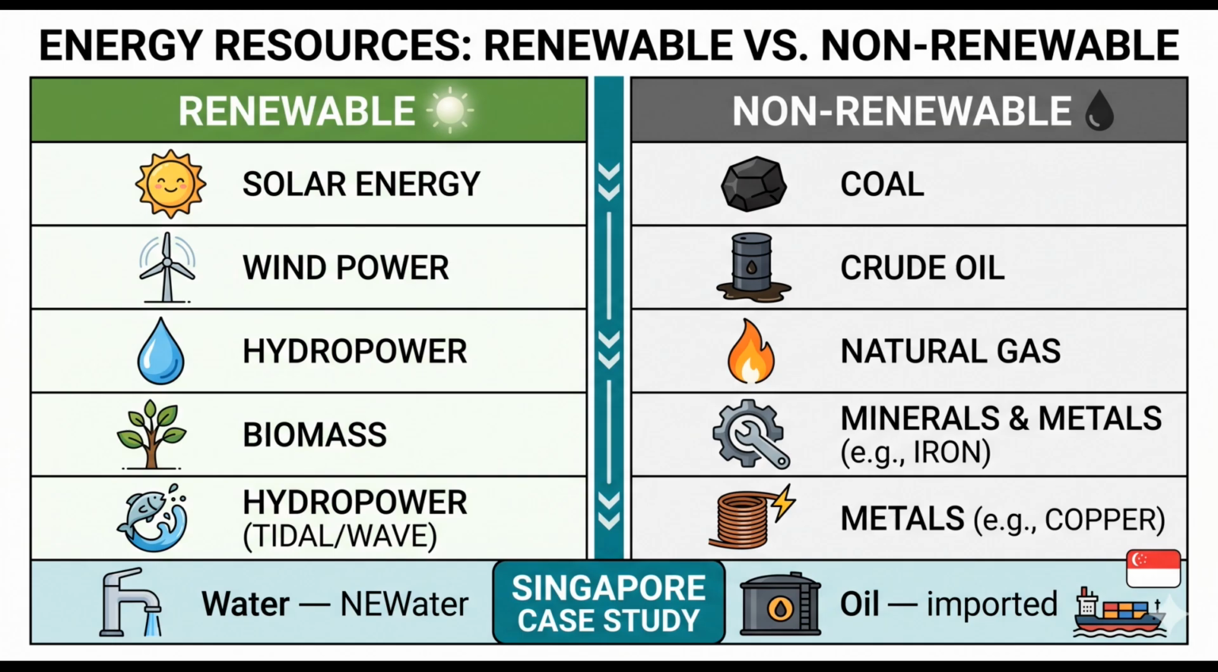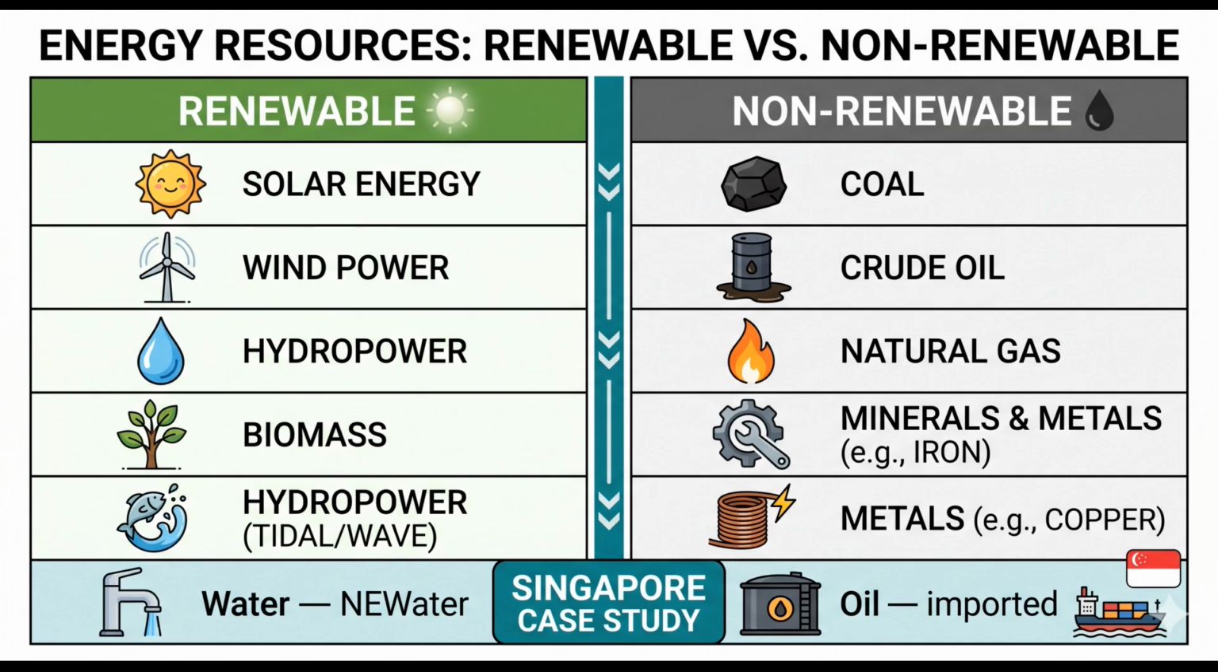Non-renewable resources cannot be replenished within a human timescale. Coal, oil, and natural gas took hundreds of millions of years to form from ancient organic matter. Iron ore and copper are extracted from finite underground deposits. Once they are used, they are gone. No geological process will replace them within a human lifetime.